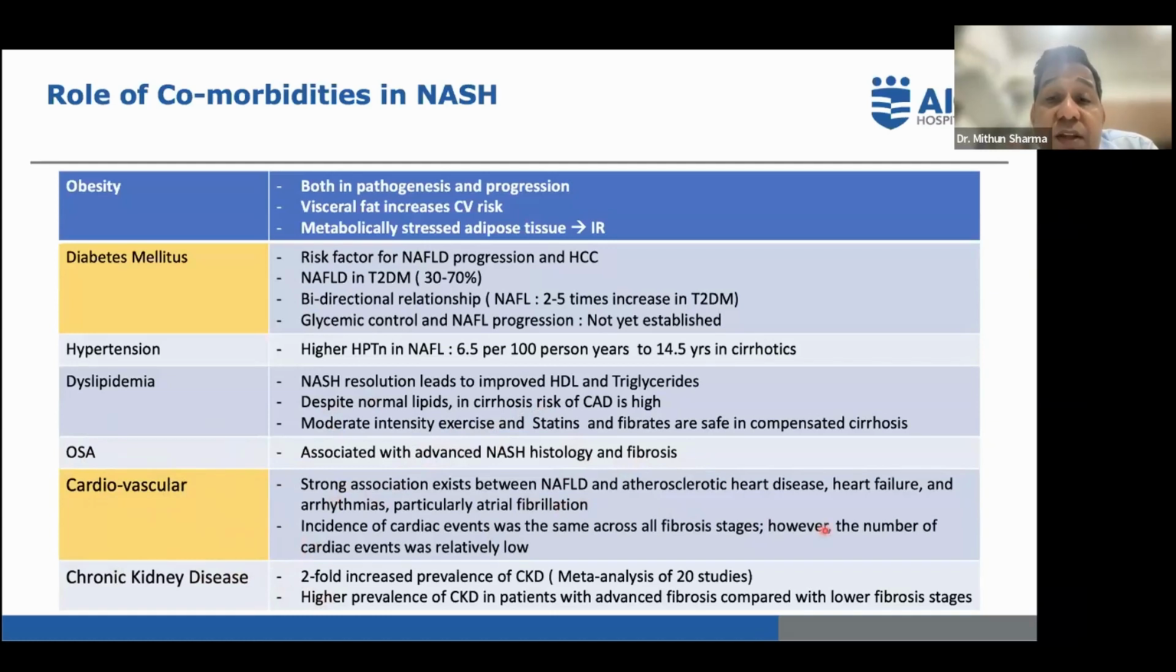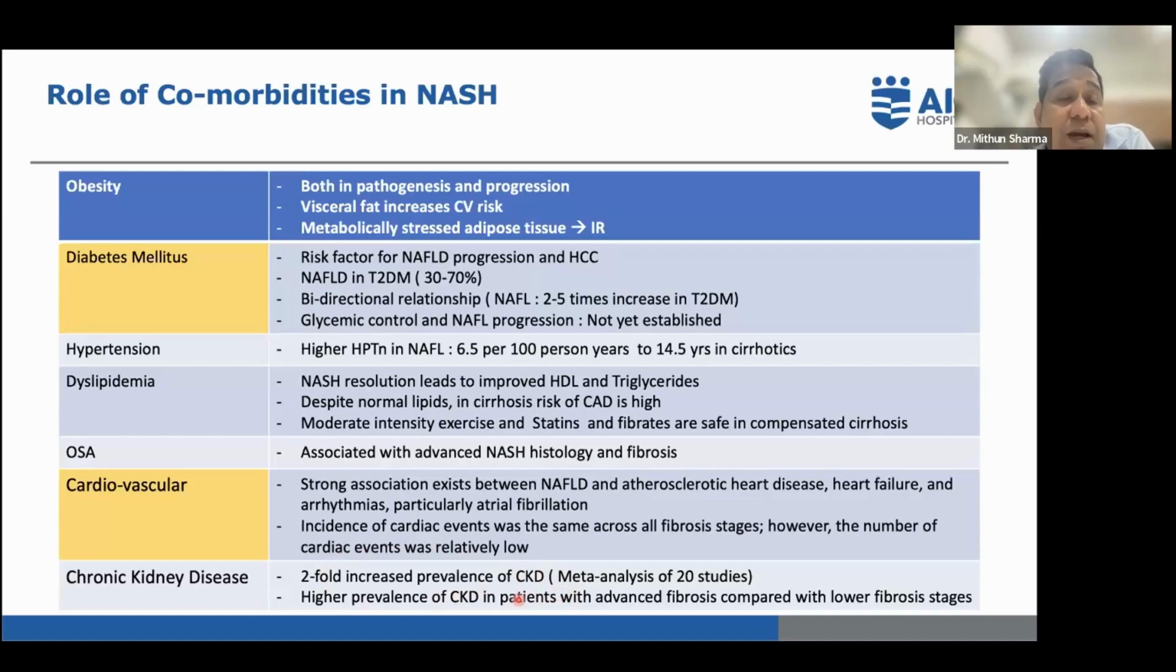There is a significant association of atherosclerotic heart disease, heart failure, and particularly atrial fibrillation in patients who have NAFL. This is a finding which is most commonly missed. The incidence of cardiac events is similar along all stages of fibrosis. And there is a twofold increase in the prevalence of chronic kidney disease. We don't know whether this is just because of the development of NAFL or because many of these patients have type 2 diabetes, which is leading to chronic kidney disease.